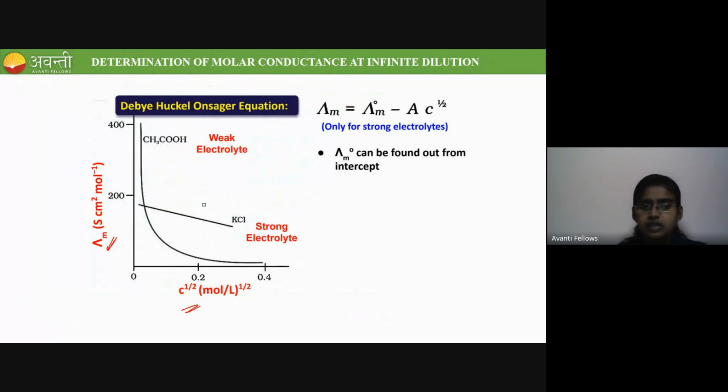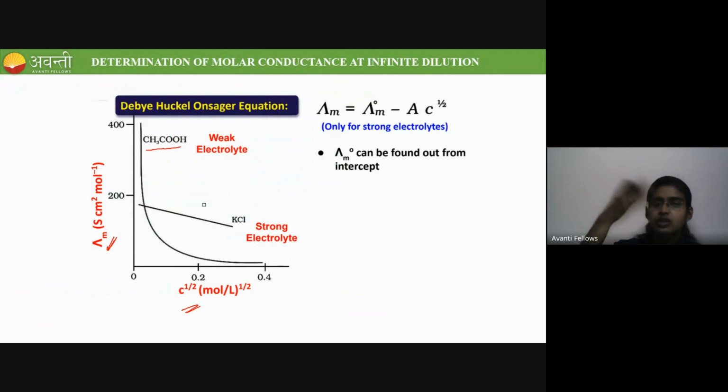So here we are getting a graph and we are getting a curve. The curve denotes the weak electrolyte curve and this line is the KCl. KCl is a strong electrolyte. For strong electrolyte, we are getting a line, and for weak electrolyte, we are getting a curve.